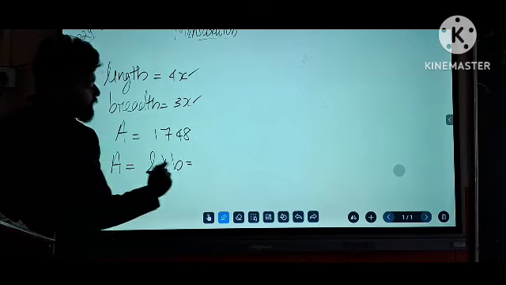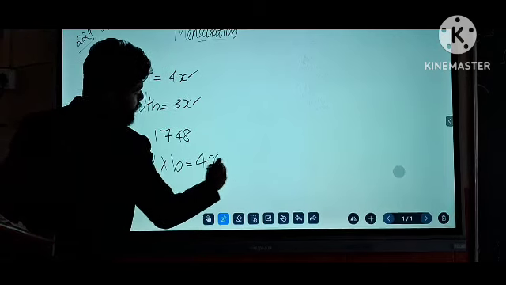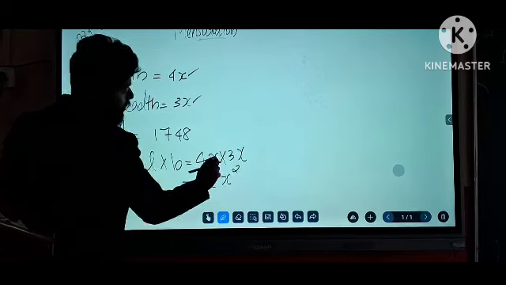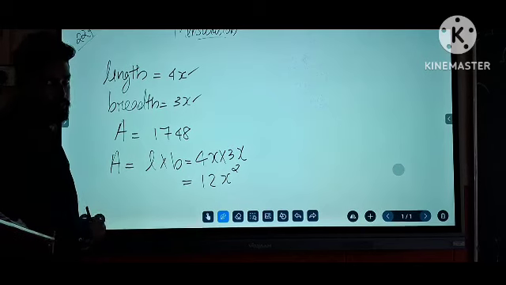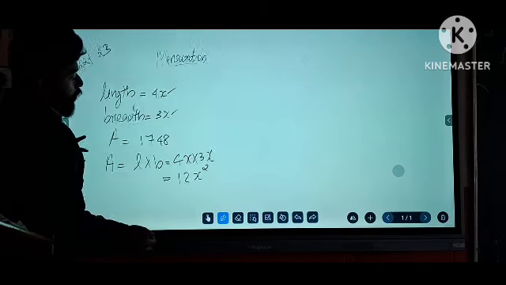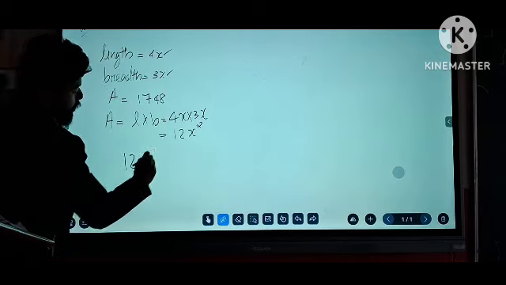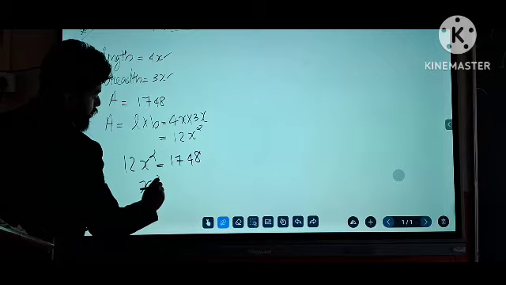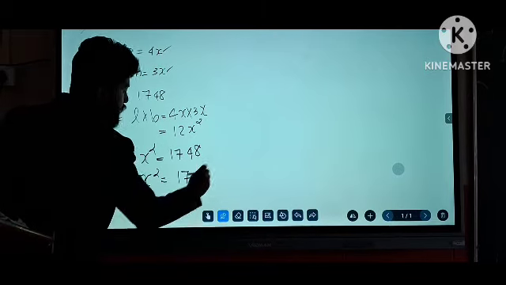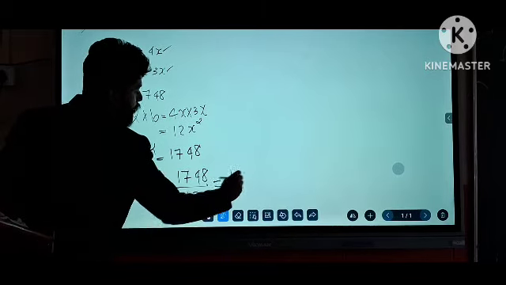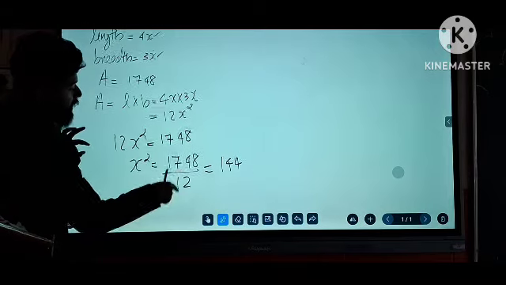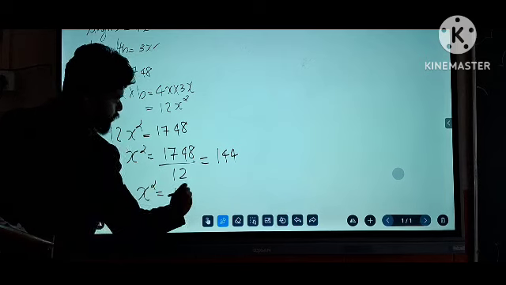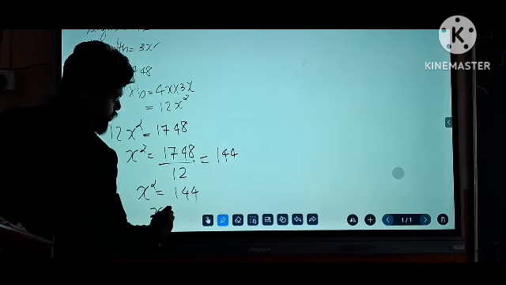So when you multiply each other, you will get 4x into 3x, that is equal to 12x square. Okay, x into x, it will be x square. Clear to everyone? Now we have 12x square is equal to 1748, then x square is equal to 1748 divided by 12, that is equal to 144. Now x square is equal to 144, then x is equal to 12.